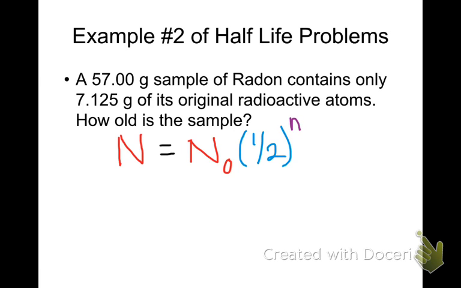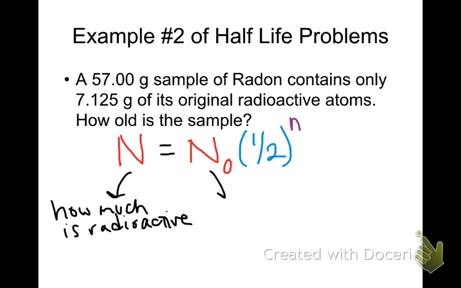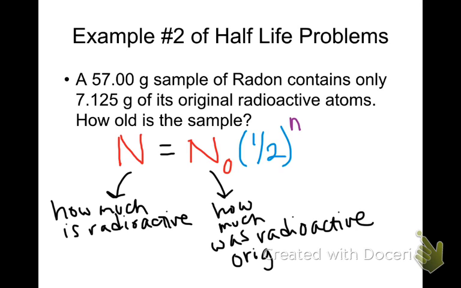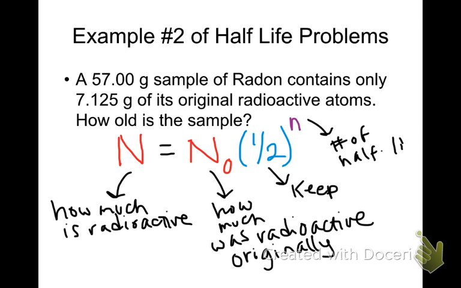Just as a reminder, we're going to define these. I don't know that all of you have this in your notes, and if you do, this is a good spot to double check. N is how much is radioactive. N0 is how much was radioactive at time 0, so originally. 1/2 is just the definition of half-life, so we need to keep that in there. And n is the number of half-lives that have passed. Sorry, my handwriting is terrible.